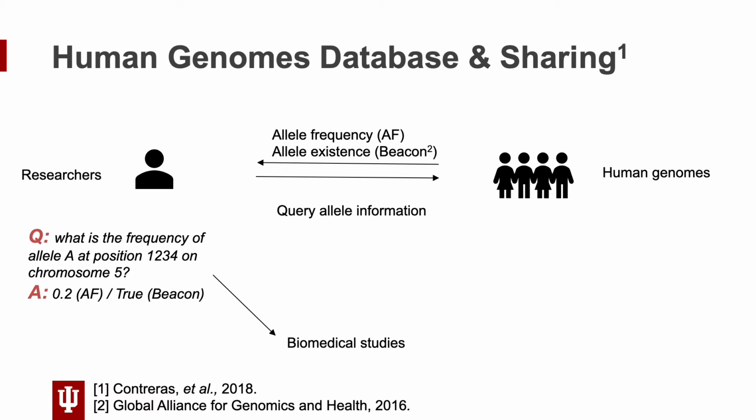Based on the current human genomic data sharing policy, when a researcher asks about allele information from a private human genomic database, the database could return either the allele frequency or the allele existence. For example, the researcher could ask about allele A at position 1, 2, 3, 4 on chromosome 5, and the database could either answer 0.2 as the allele frequency, or true as the allele existence, like the Beacon database.